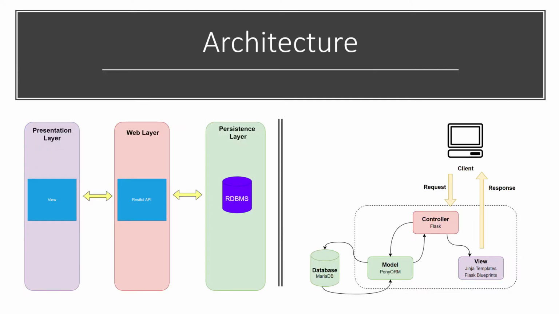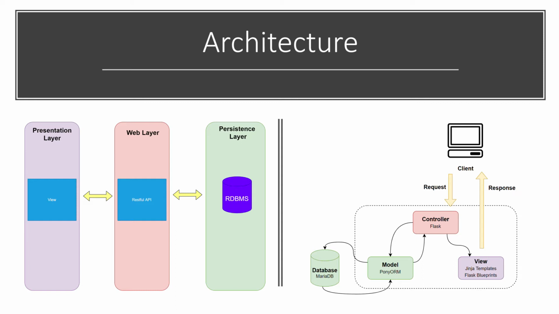So the architecture I went with was a three-layer architecture that consisted of a presentation, a web, and a persistence layer. Naturally, this mapped very well to the model view controller, so I ended up using the model view controller pattern to assist in the development. And on the right-hand diagram for the model view controller, you see I've just tied the technologies that I used to those essential parts of that pattern.